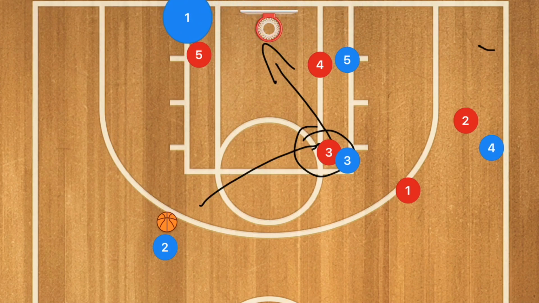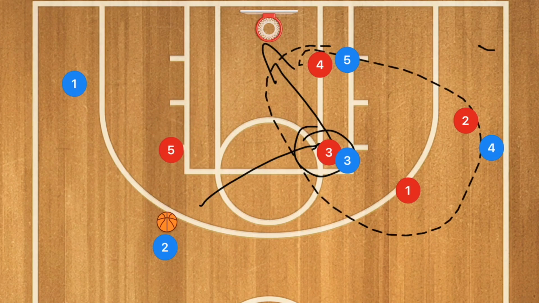But what happens here? We can have player 1 cut baseline, because if player 5 comes up just to recover because these guys made a massive mistake, we now have an extra pass to player 1 for an open 3-point shot or a cut towards the basket. This has to be a super quick play, but it is, again, super simple to run.